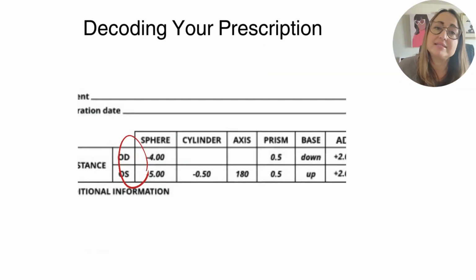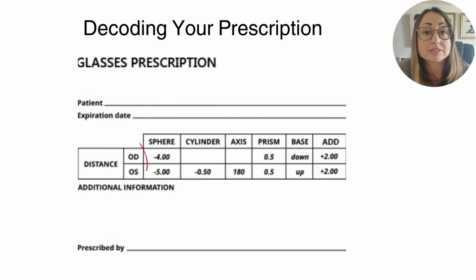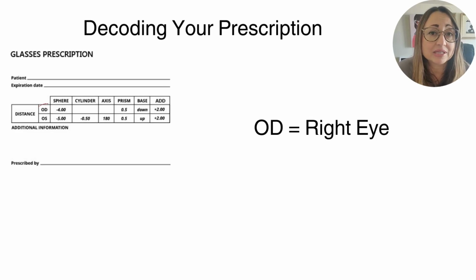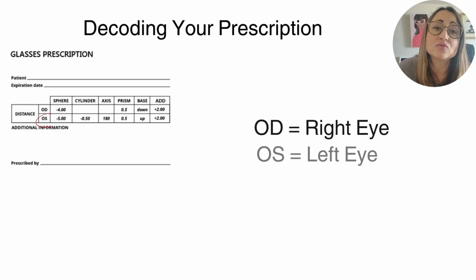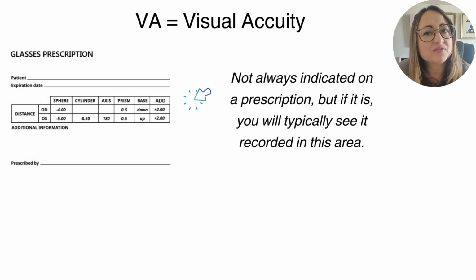So I'm going to start with the basics. When you receive your eyewear prescription, you'll notice a few abbreviations like OD and OS. OD stands for oculus dexter, which is Latin for the right eye, while OS stands for oculus sinister, meaning the left eye.